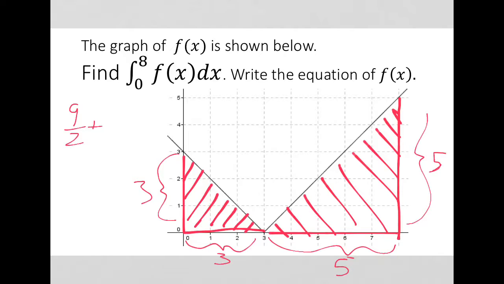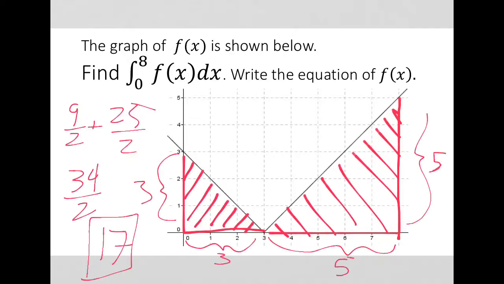And so now we're ending up with 25 over 2. So when we add those areas together, we're going to get 34 over 2, which is 17. And so the definite integral from 0 to 8 of the function f of x is 17. But let's, just for practice, write this equation.